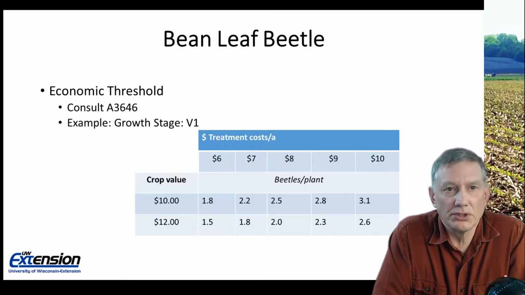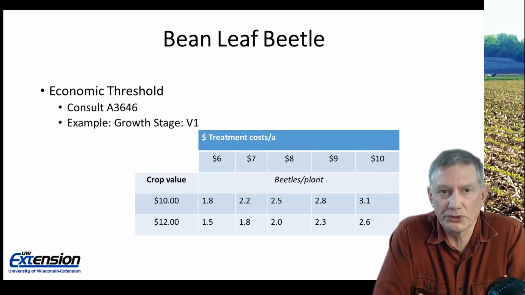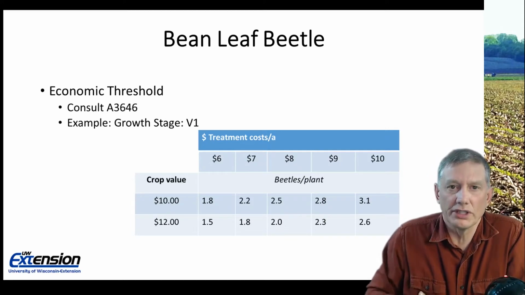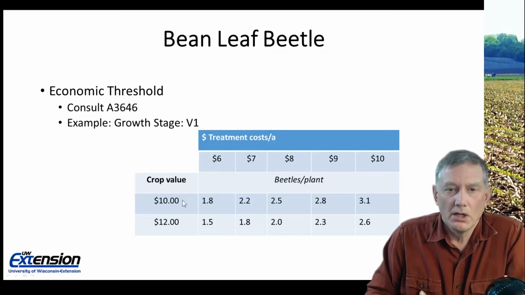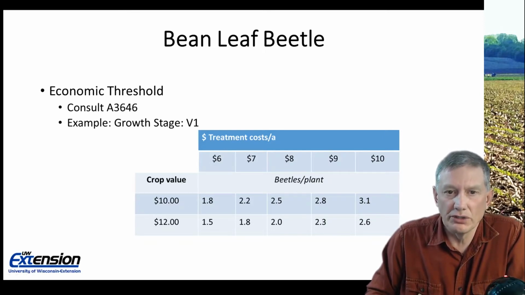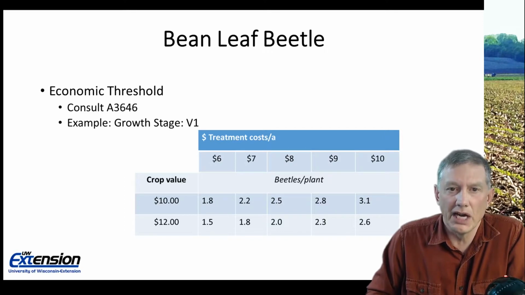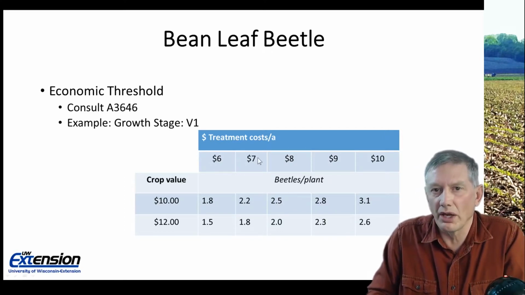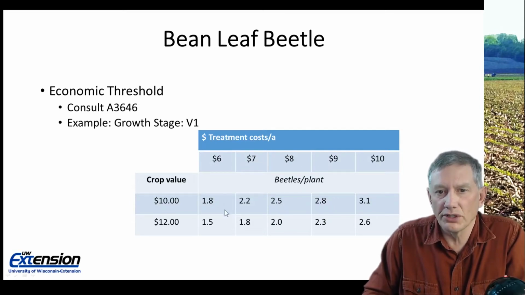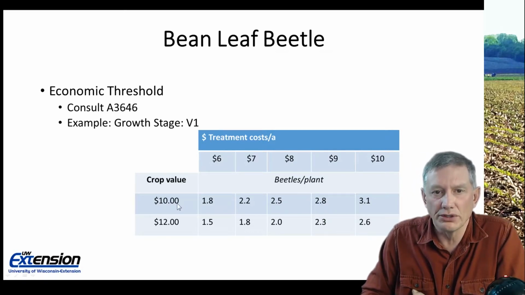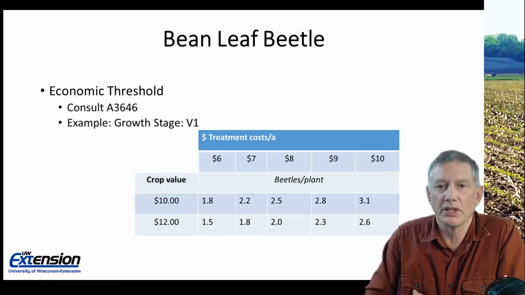There's a threshold that's published in the Pest Management in Wisconsin Field Crop Circular. So look at A3646. Here's an example of what that economic threshold looks like at the V1 stage of development. We'll have our choice within this matrix of a crop value that's 10 or 12, and the table within A3646 is expanded beyond these crop values. And also we will have to look at our cost of treatments. And then our threshold is based on where the column and the line intersect. For example, if our treatment costs are $6 per acre and our crop value is $10 per bushel, then we should spray at about 1.8 beetles per plant.